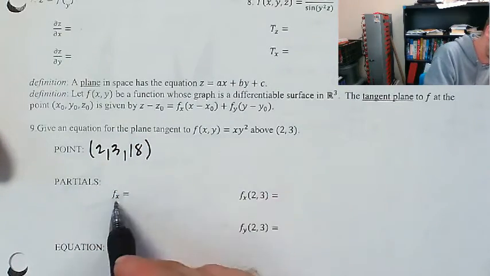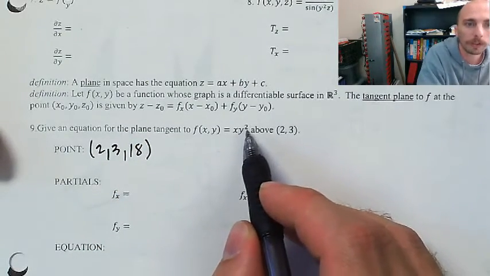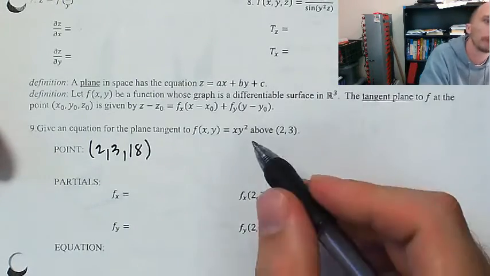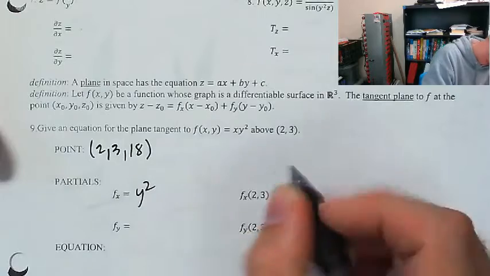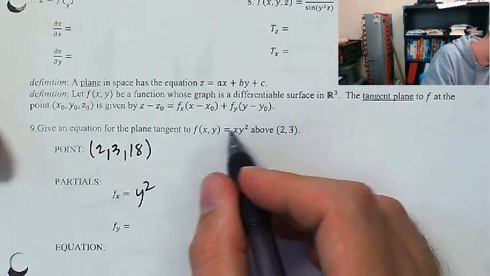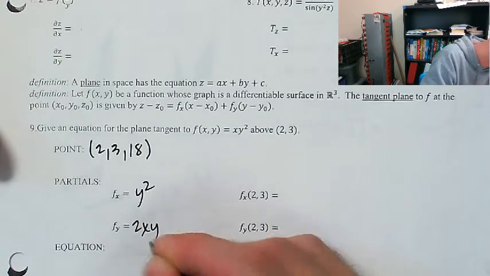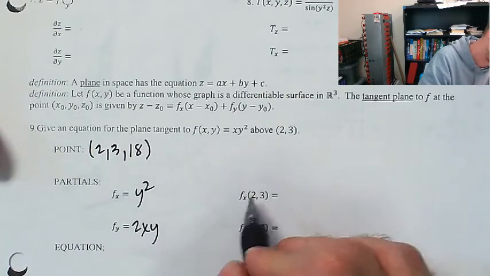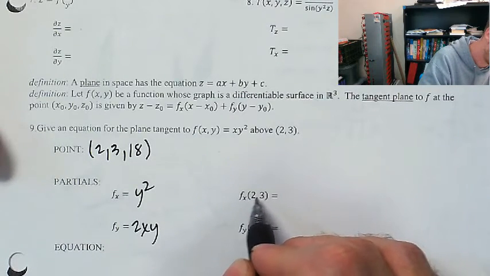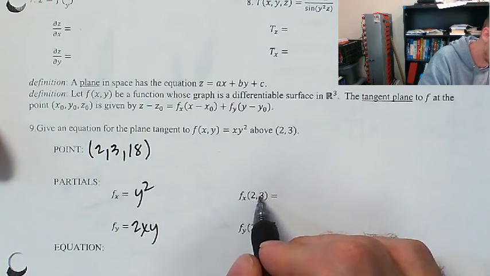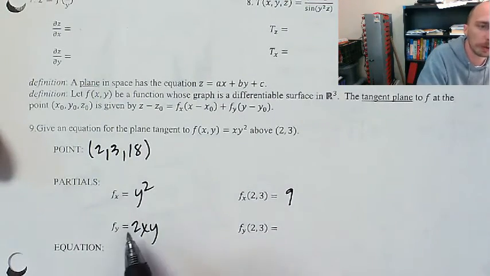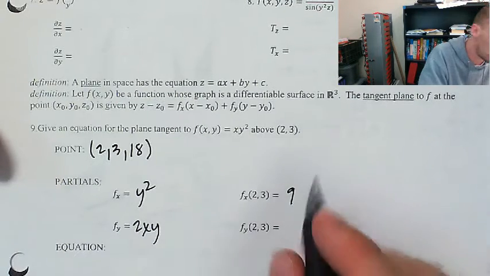Okay. The partials: for the derivative of f with respect to x, we're considering y squared to be a constant. If this was like 5x, the derivative would be 5, so that derivative is y squared. And the derivative of f with respect to y will be 2 times x times y to the first, because we treat x as a constant that time. Then we need our partials at the point. fx of 2 and 3, with x equals 2 and y equals 3 plugged in, is 9. And fy with 2 and 3 plugged in would be 2 times 2 times 3, which is 12.